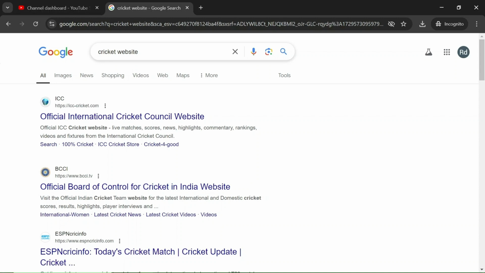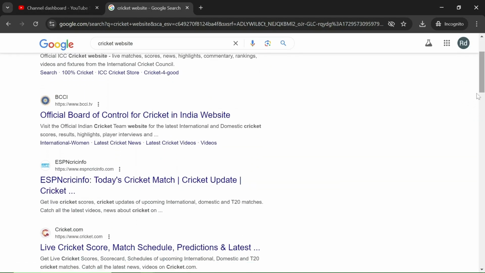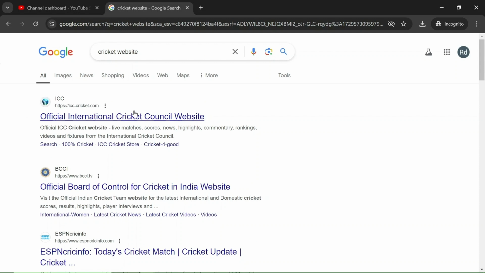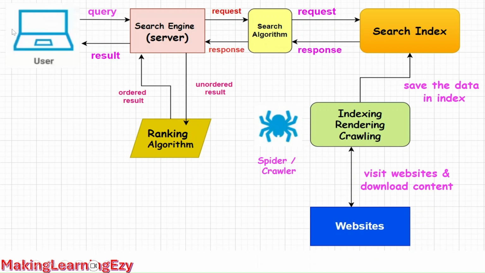Here you can see I have searched for the cricket websites and I have got these results for the cricket websites. ICC website is at the top, then BCCI website at second, then this Cricinfo is third, then cricket.com is fourth. You can see multiple records are present. Which website would be at the top or which record would be at the top, that is decided by the ranking algorithm, which we discussed. So this is how the query is performed in the browser.